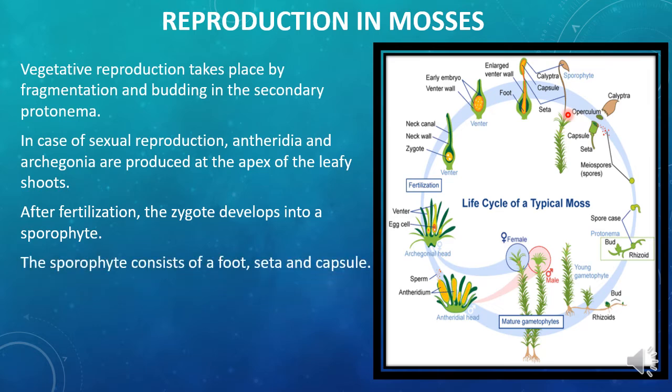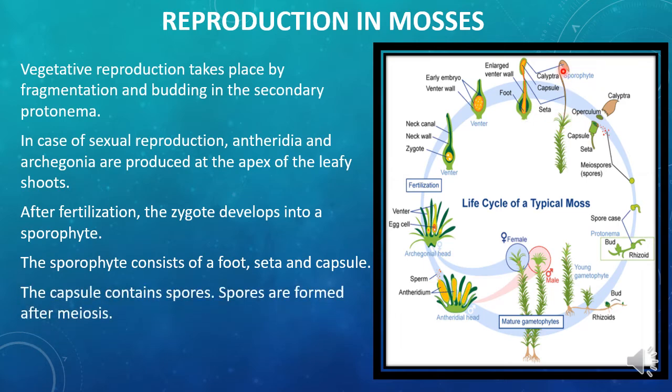The sporophyte consists of a foot, seta and capsule. The capsule contains spores. Spores are formed after meiosis. So the capsule contains the spores, and these spores are produced after the meiosis process, which is a reduction division. So the diploid sporophyte produces the haploid spores upon meiosis.